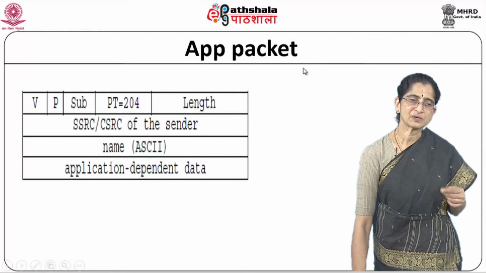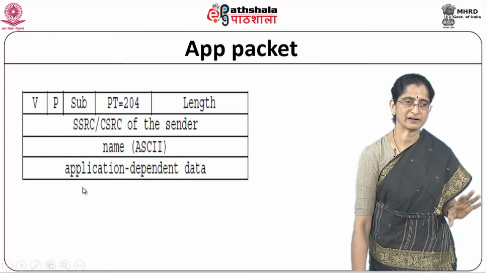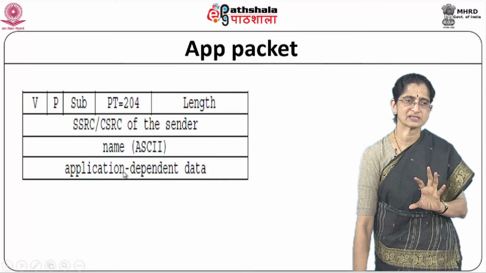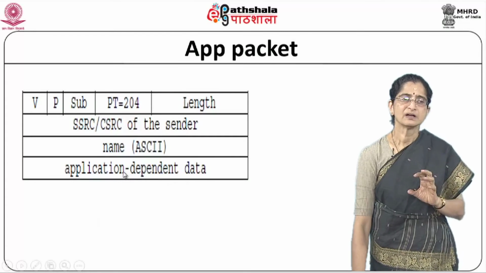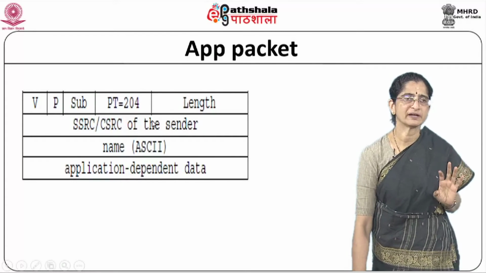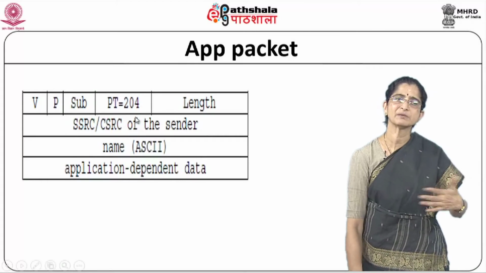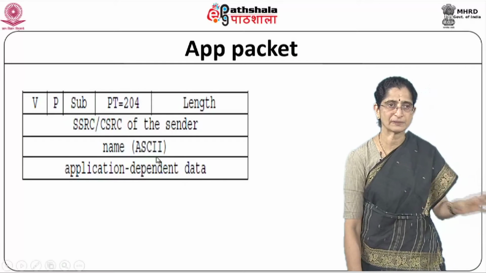And the APP packet we said will be used to carry some application dependent data. So it is a very simple format. You have the sender's SSRC followed by name, followed by whatever application dependent data is expected to be sent for that application. This is defined based on the application. These are all application defined information.